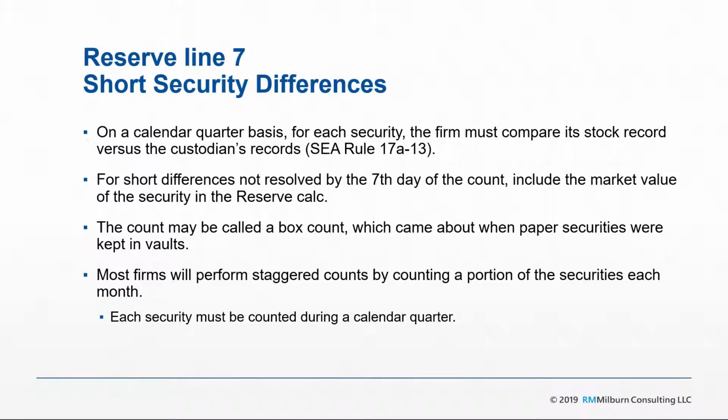A security count might also be called a box count, and that came about when it was paper securities and they were kept in vaults or boxes. People would enter the vault to do a security count. Now, most firms will perform staggered counts by counting a portion of the securities each month. That way, they're not going through their entire stock record on one particular day or weekend trying to count all of the securities. They'll go ahead and stagger it. They're able to do this as long as each security is counted during the calendar quarter.